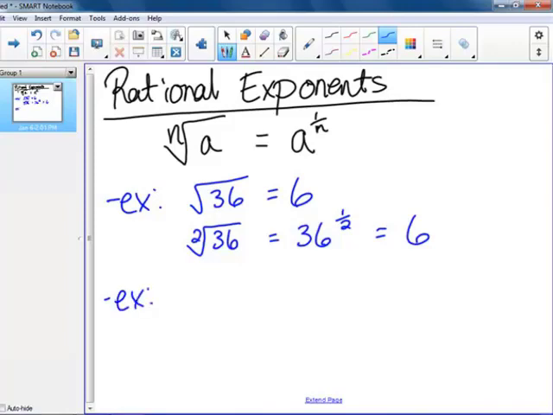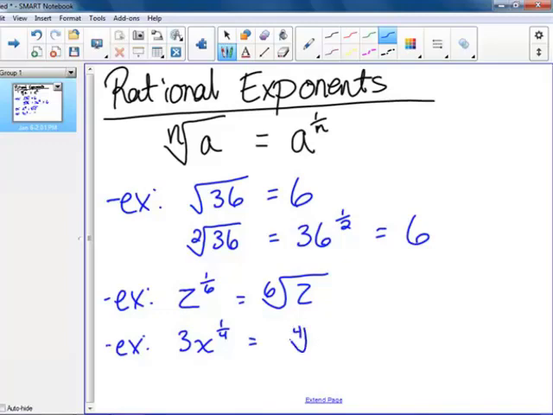So how about let's do one where we just have to rewrite. Let's just rewrite z to the 1/6 using root notation. So that means this would be the 6th root of z. Okay, or how about this one? 3x to the 1/4. Now here, the 3 we have to think about, is the 3 going to be in the 4th root or not? Because it's going to be the 4th root, but just x is to the 1/4 power. So just x is in the root. The 3 would be outside.